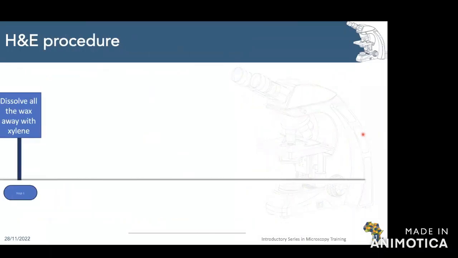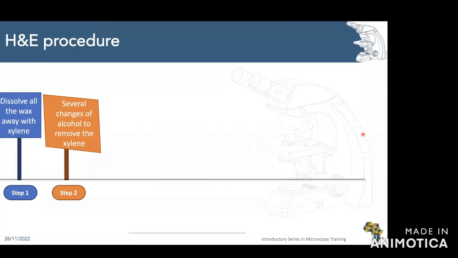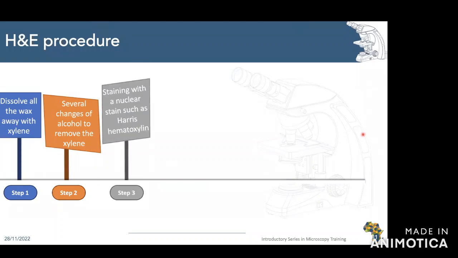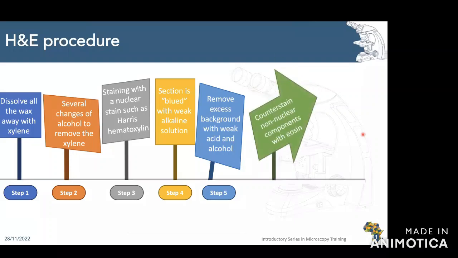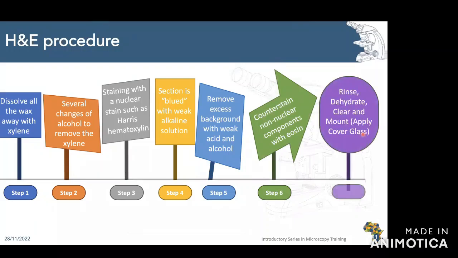So this is just a very quick procedure. It does get a bit more complex, but basically the first step is to just dissolve all the wax away, right? Remember you had your melted wax, and we do this with xylene. You then need to remove the xylene, and this is done through several changes and washes through alcohol. Then you would do your nuclear staining, for example, with hematoxylin. That's just the stock standard one you would use. And then you blue the sample with a weak alkaline solution. After that, you can remove your excess background with a very weak acid and alcohol mix. And then finally, you're ready to counterstain non-nuclear components with the eosin, as we mentioned. And then you would rinse, dehydrate, clear, and then mount with a cover glass so that you can visualize it on the microscope.